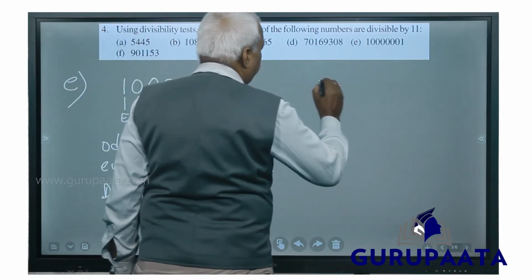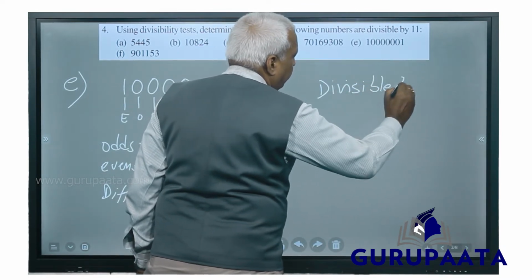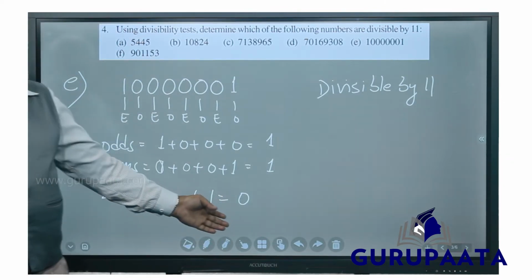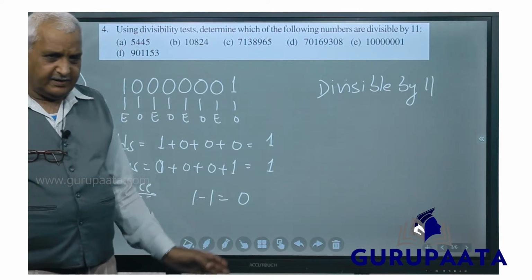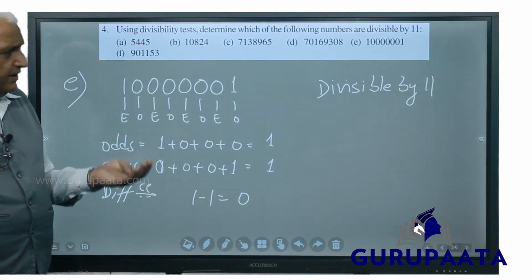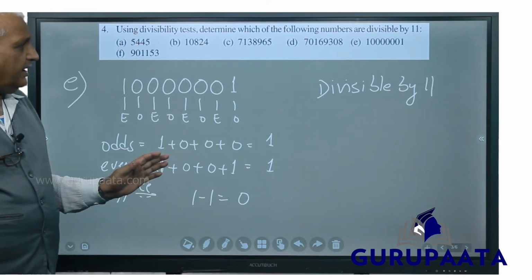So this number is also divisible by 11, as in the procedure we have got a resultant 0. So if the resultant is coming either 0 or 11, the number is divisible by 11. Otherwise it is not divisible by 11. Okay, we will see next question, that is question number 4F.